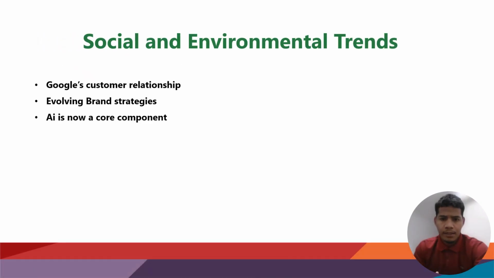Google operates in an environment shaped by strong social and environmental trends. Socially, customers expect more privacy, better security, and personalized experiences. AI has now become a core part of how Google operates and serves its customers. Environmentally, there is rising pressure on technology companies to act responsibly.